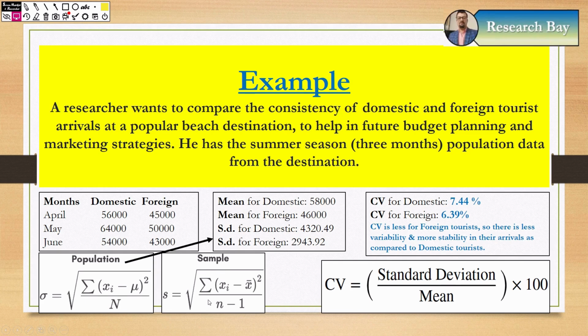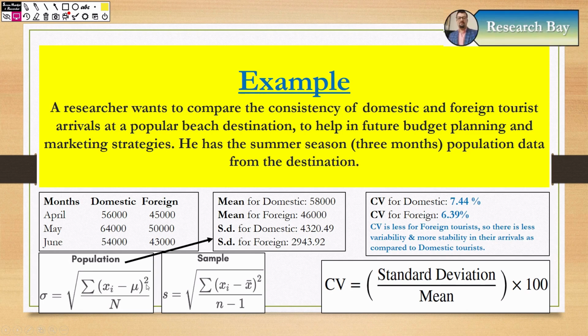Now, using this formula and entering all the details, this one is the score and this one is the population mean. The observation or the score, arrivals in this case, minus the population mean, this is known as deviation.